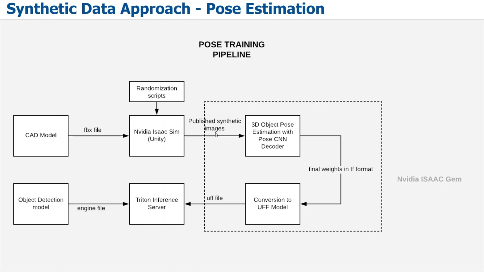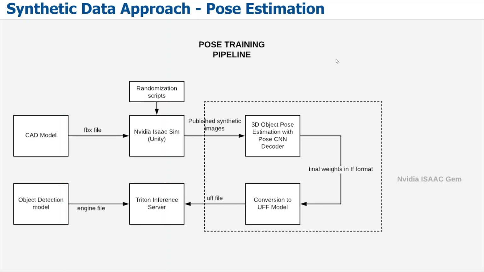We then begin the data generation. At the same time, we launch an Nvidia Isaac gem named 3D Object Pose Estimation with Pose CNN Decoder, which takes in the synthetic data and starts training a pose estimation model with the data. The training can happen in real time as the synthetic data's images are being generated, as we did, or the training can happen on a set of synthetic images that were generated beforehand. Once the model has been thoroughly trained, it can be deployed.